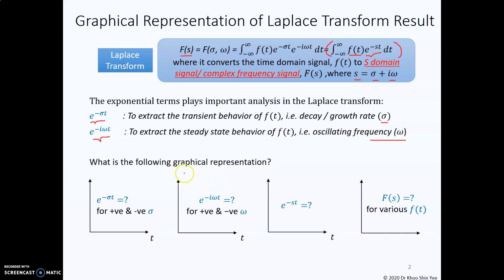First of all, let's think about what the graphical representation is for the exponential negative sigma t. How about exponential negative i omega t? How can we plot this? Then, how should we plot exponential negative st? And lastly, for various f(t), what should be the plot for F(s)?